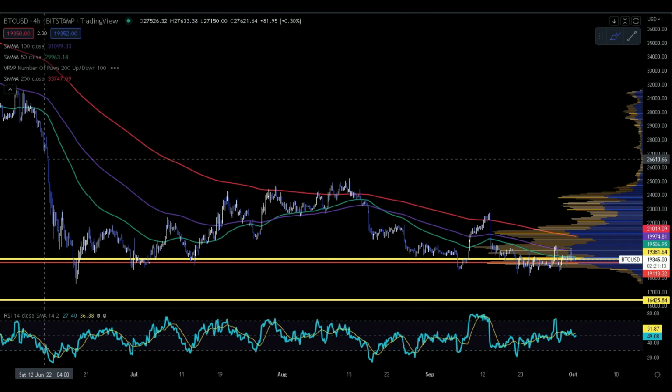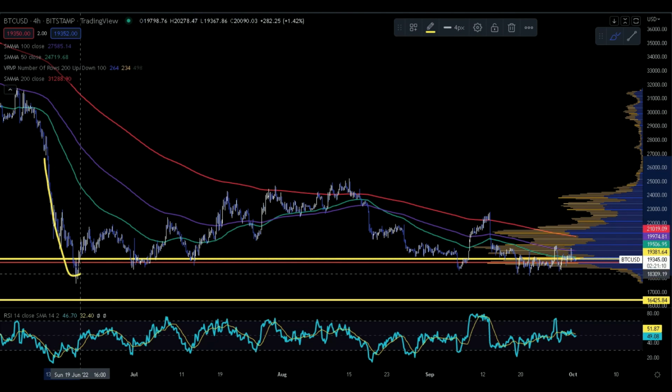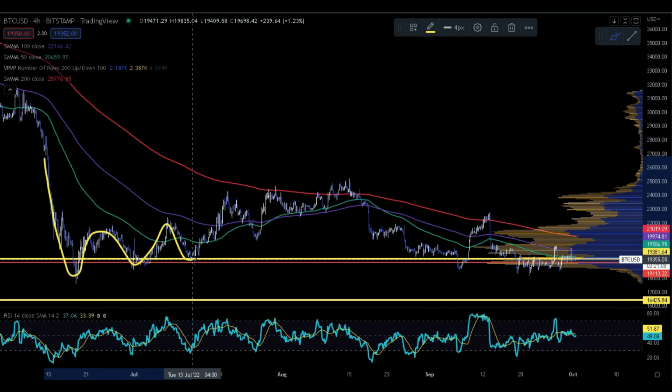So this was just a quick analysis of the Bitcoin chart. As you can see, markets are extremely volatile. If you're actively trading, please don't forget proper risk management.